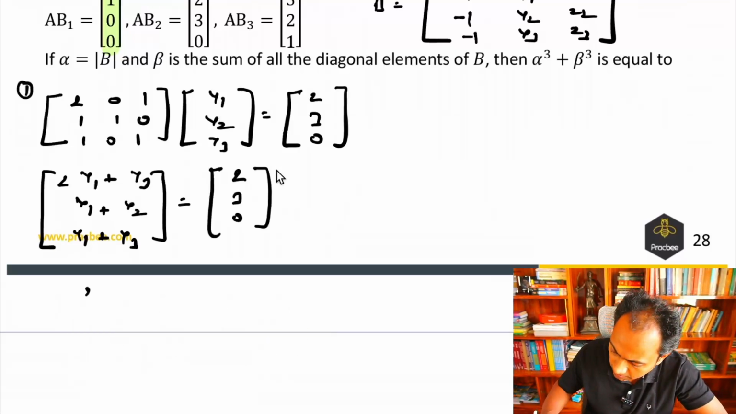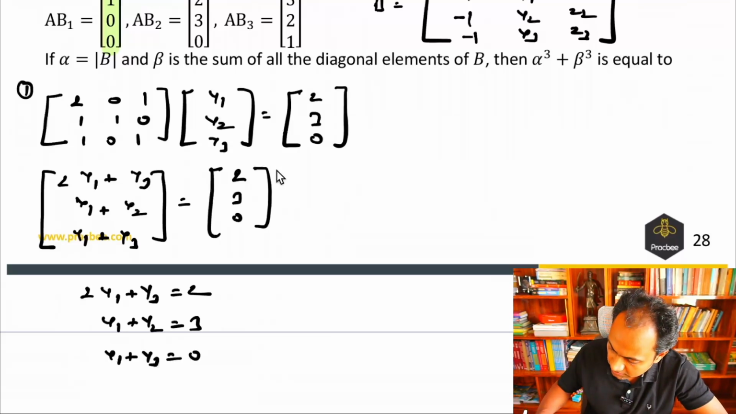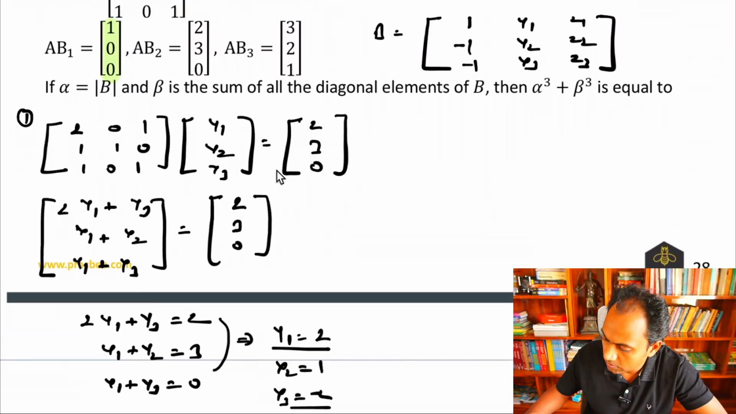Let us write them. So 2y1 plus y3 is equal to 2. y1 plus y2 is equal to 3. And y1 plus y3 is equal to 0. If I subtract it from the first equation, first and third, I will get the value of y1. That comes out to be 2. If I put it in the second one, y2 comes out to be 1. And if I put it in the third one, y3 comes out to be minus 2. So again, we can substitute these values here and write the value of y1, y2, y3 as 2, 1, minus 2. We will do the same steps one more time for the third one.